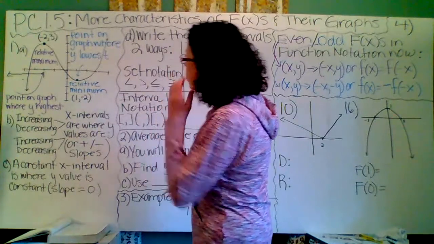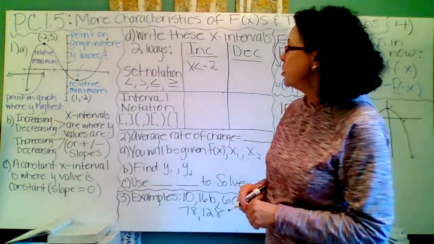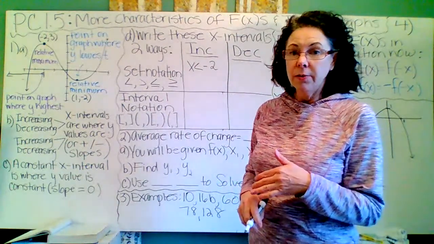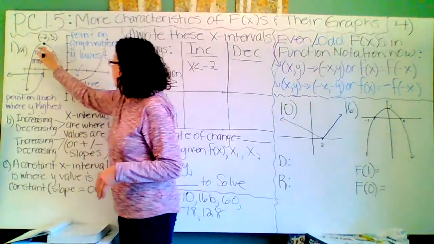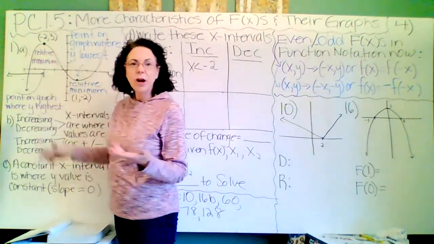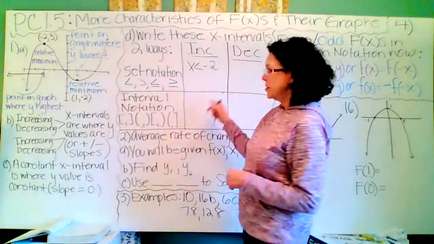Now, you may say, well, how come we don't include -2? Because the function isn't increasing or decreasing at -2, right? The function actually has a slope of 0 right there. And we'll talk about that in a minute, okay? But let's keep going with our set notation.